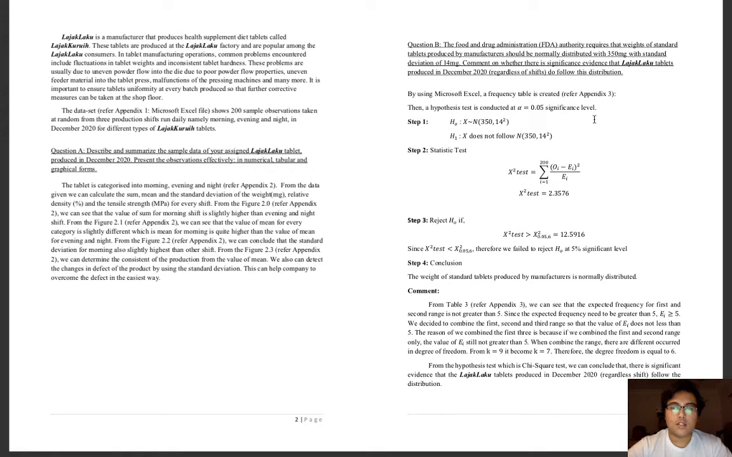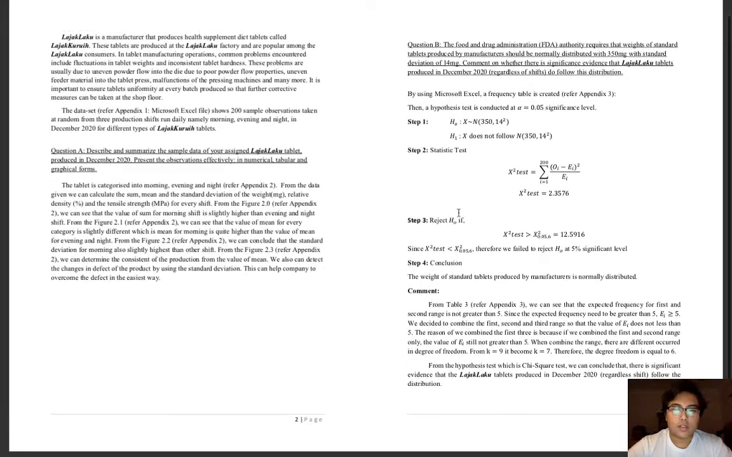So for step 1, as you can see, there is an H0, where X follows the normal distribution, chi-square. For H1, X does not follow the normal distribution, chi-square. For step 2, the test statistic.